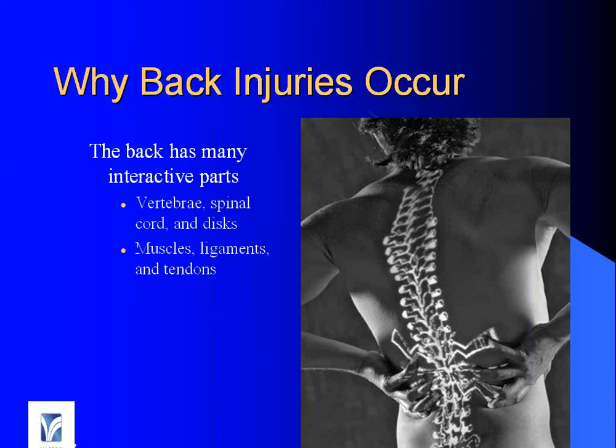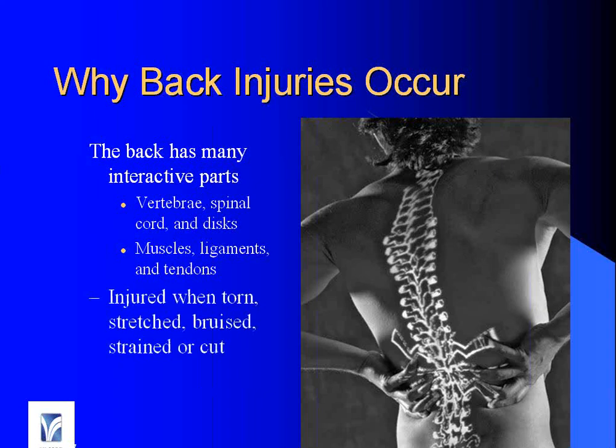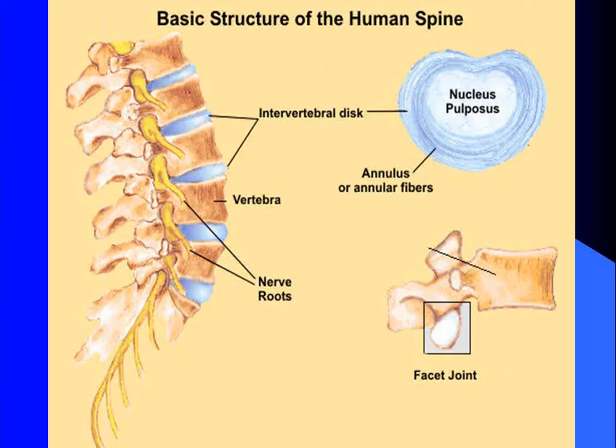Your back also contains many muscles, ligaments, and tendons that connect to the spinal cord with nerves. This system allows you to bend and turn your back and keeps everything properly aligned. Injuries can happen to these various parts if they are torn, stretched, bruised, strained, or cut. Here we're looking at the basic structure of the human spine, which is made up of discs, vertebrae, and nerve roots. Let's now look at how back injuries occur.